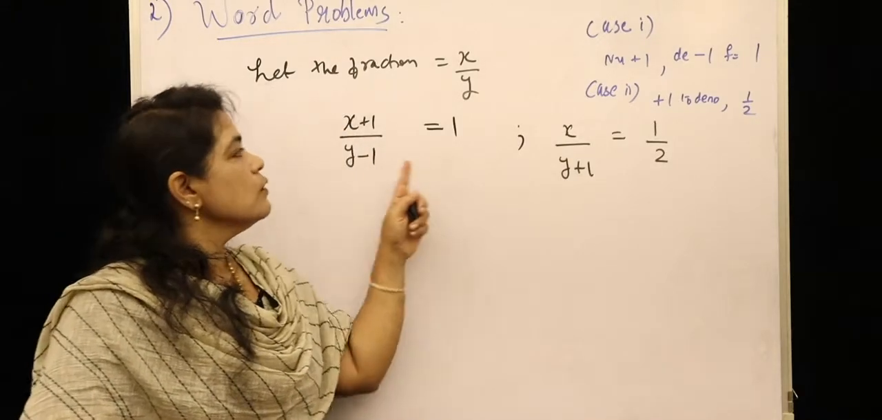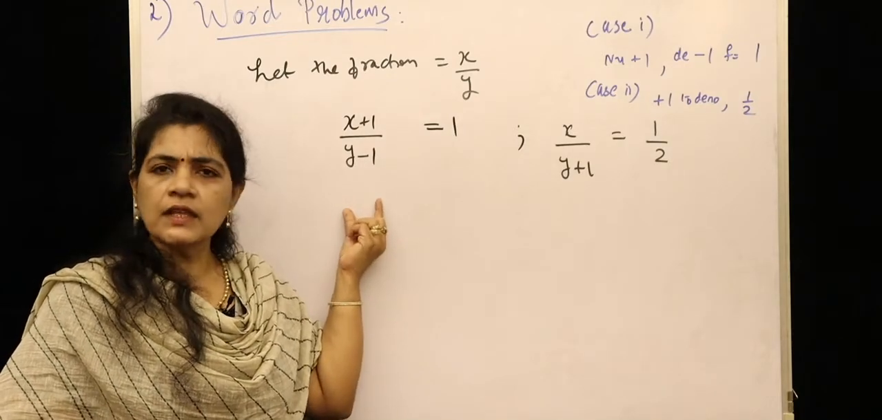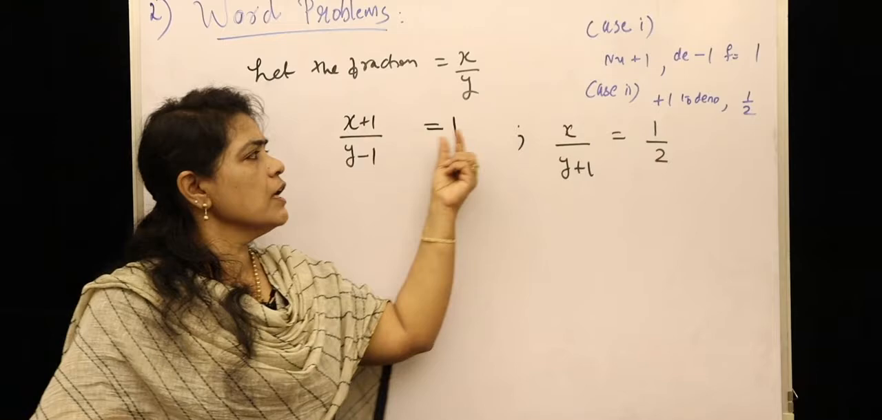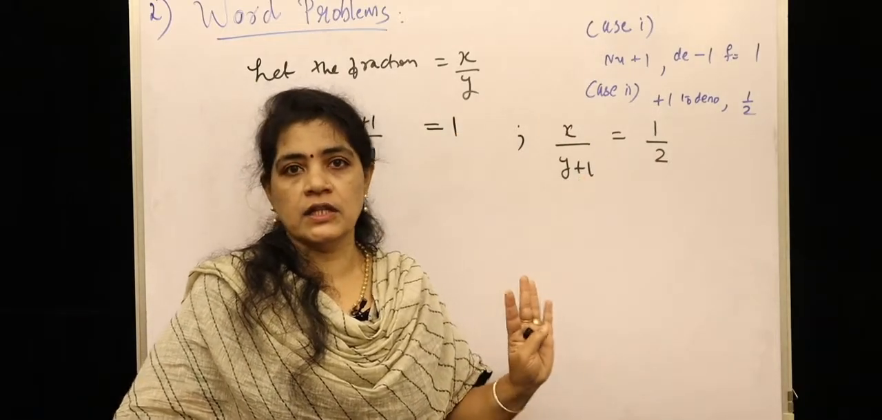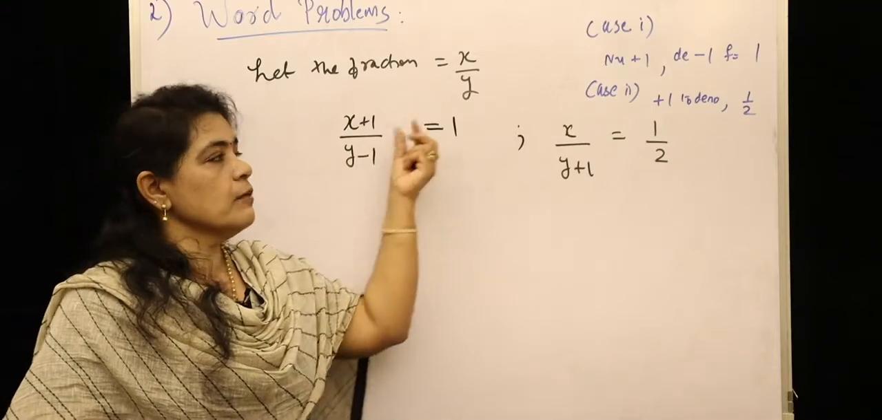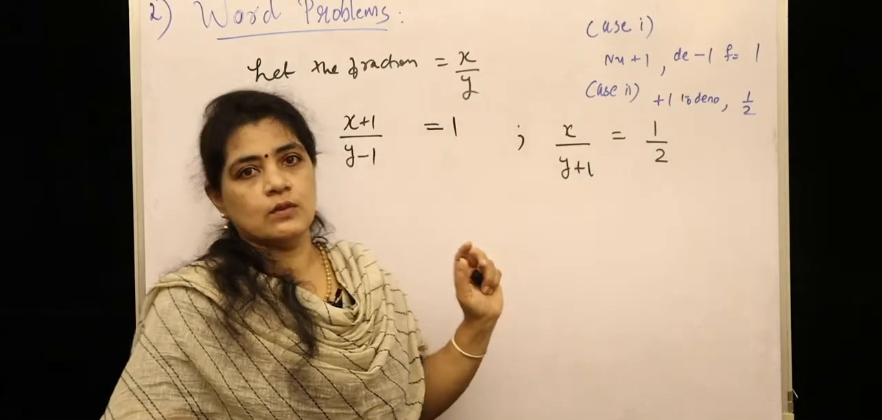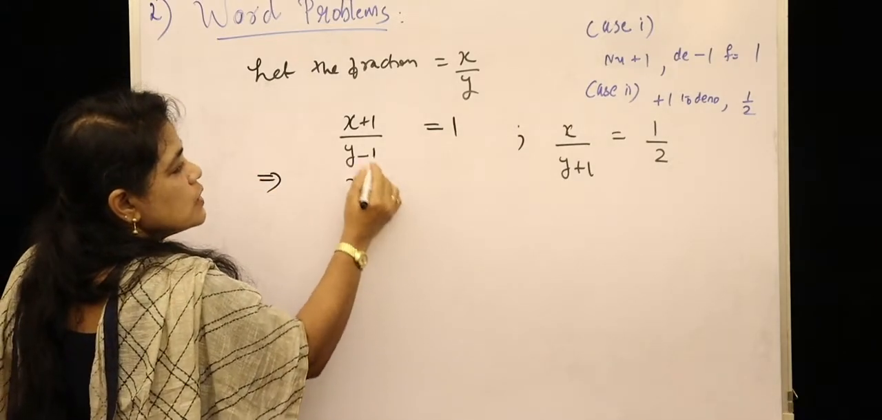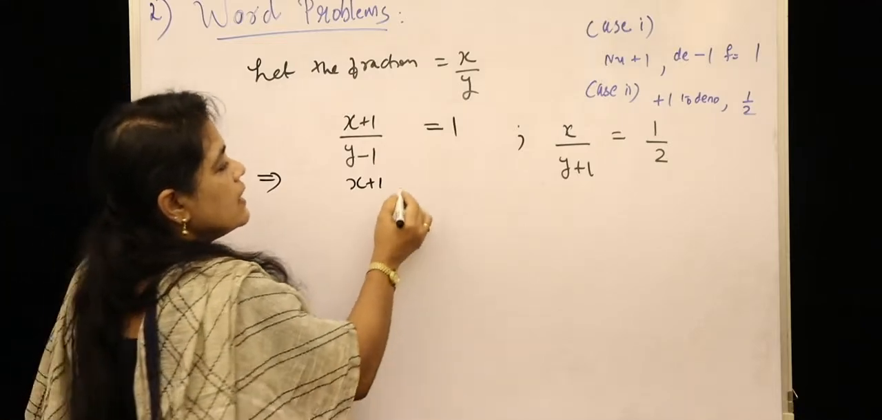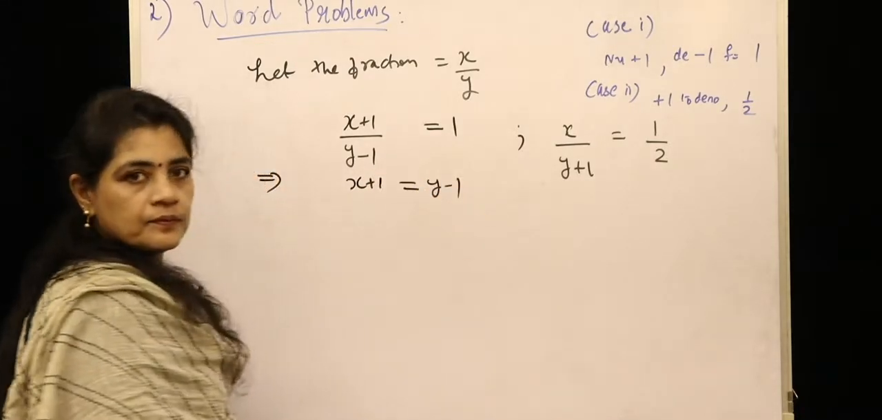See children, how this can be solved. I already told, if something is there in the denominator, that can be taken to the RHS in the numerator by cross multiplication. This y minus 1 can be taken to the RHS along with 1 into y minus 1. So you will get x plus 1, with no change for the numerator, equated to 1 into y minus 1.